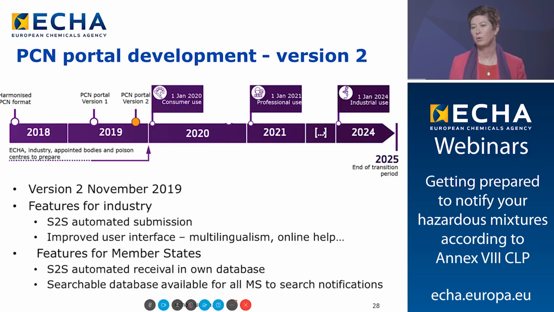Version 2 of the portal is expected to be completed by November 2019. The features here for industry will include the system-to-system automated submission, plus improvements in the user interface, such as multilingualism and the online help. The features for member states will include the system-to-system automated retrieval in their own databases, if they have them, and a searchable database will be made available for all member states to search notifications.